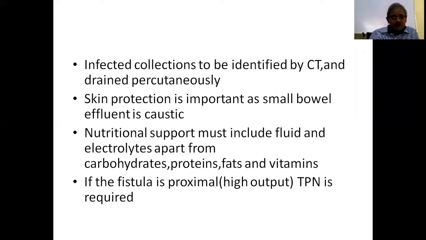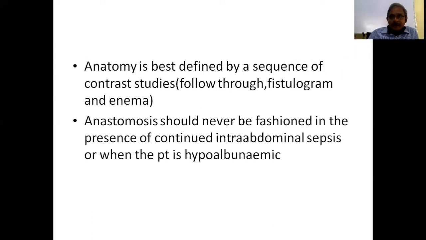That's what I had already told you. Nutritional support must include fluid and electrolytes, apart from carbohydrates, proteins, fat, minerals, vitamins, etc. And if the fistula is proximal, that is high output, total parenteral nutrition may be required. Anatomy is best defined by a sequence of contrast studies, that is barium follow through or fistulogram and enema. And an anastomosis should never be fashioned in the presence of continued intra-abdominal sepsis. If there is sepsis, your anastomosis is going to be a failure.